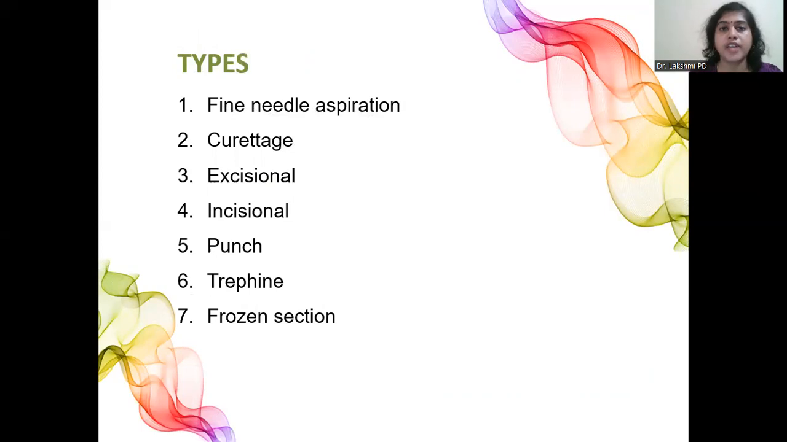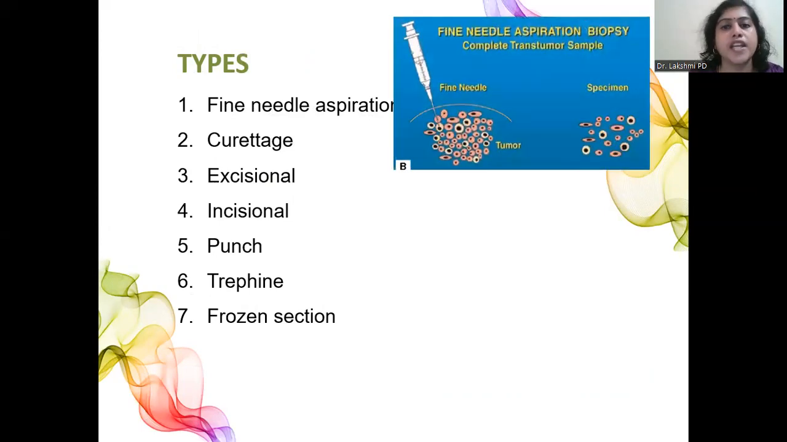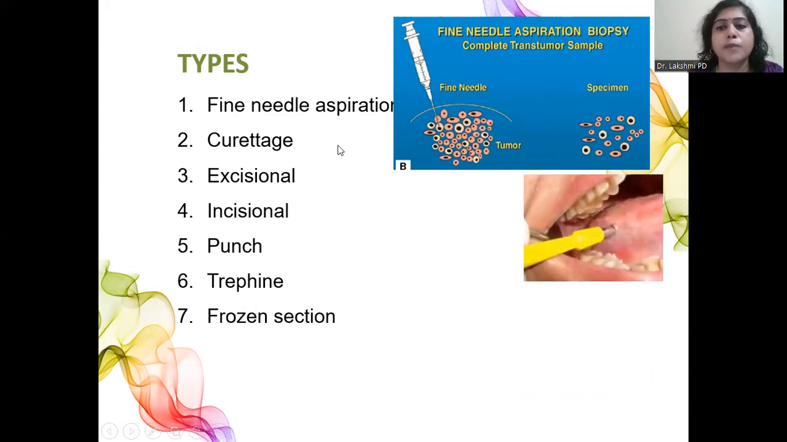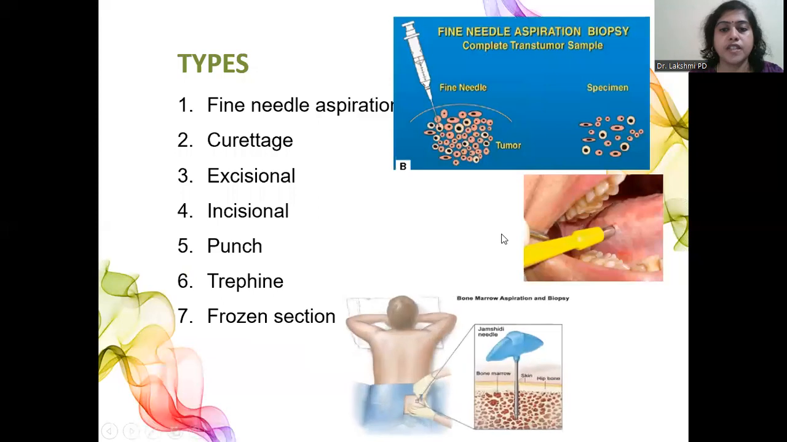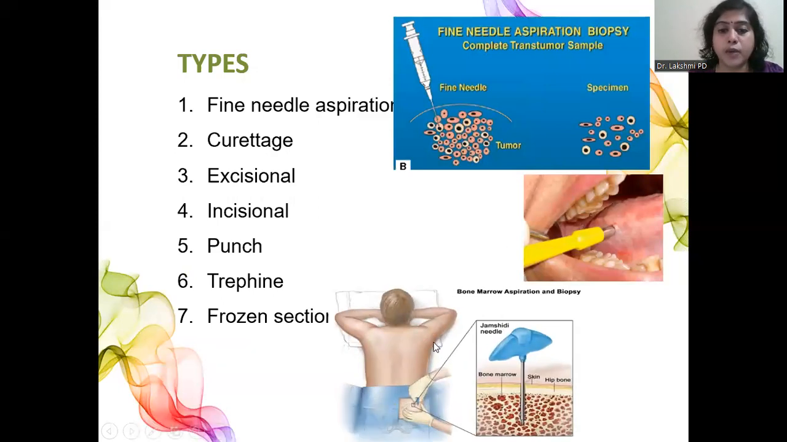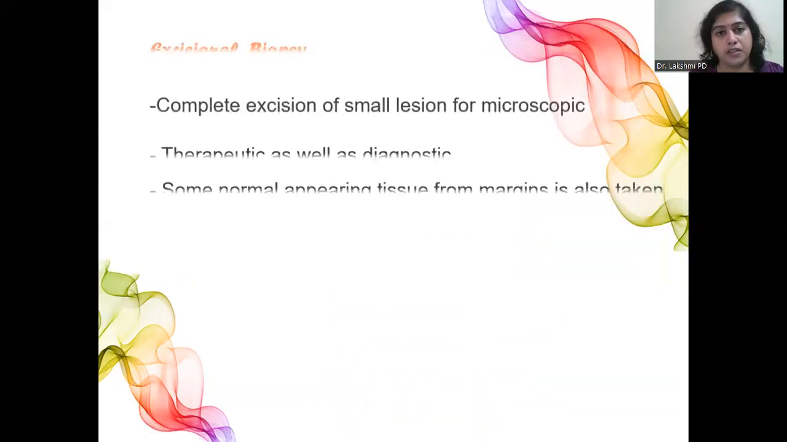Now, there are different types of biopsies. There are almost 7 types, where you have got fine needle biopsy, like you can see in this picture, where a needle is penetrated into the tumor, and then you are able to take out the specimen and put it onto a slide and examine. You have got curettage, excisional biopsy, incisional biopsy. This is a picture of a punch biopsy. This is a picture of a trephine biopsy, which is basically a bone marrow biopsy. And then finally, you have got frozen section biopsy.